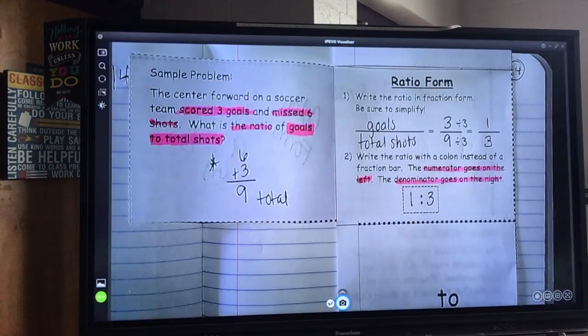I found the ratio for chairs and tables. Okay. What is it?